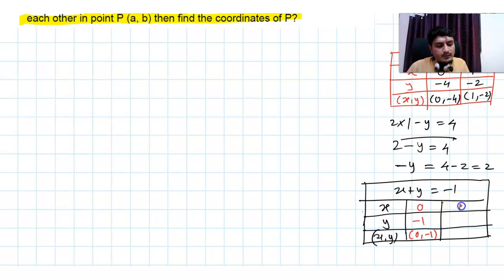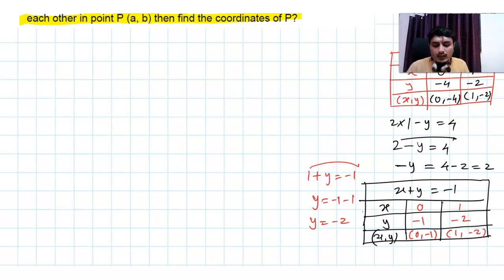Now once we assume the value of x is 1, we are getting 1 plus y equals minus 1. Once we shift the 1, we are getting minus 1 minus 1, which becomes minus 2. So the next coordinate we have is 1 comma minus 2.